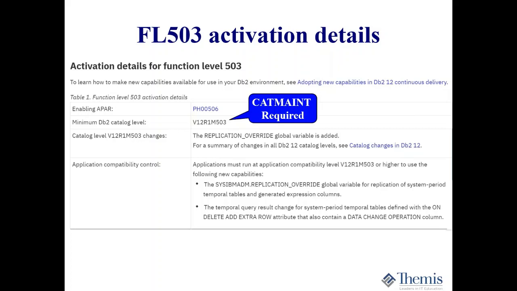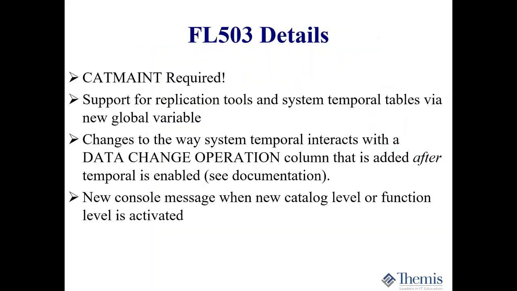there would normally be 2 cat maints. And again, the migration panels will sort all that out for you. And the cat maint utility will, I believe, consolidate it for you as well. So again, using the panels helps here because it figures it all out for you. Again, another cat maint. The big thing we get here is support for replication tools and system temporal tables.